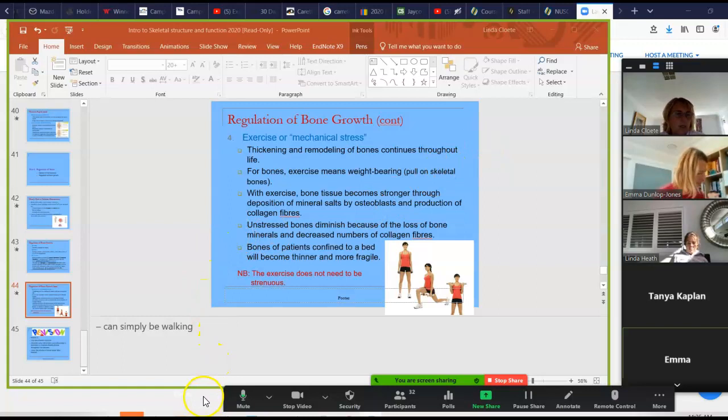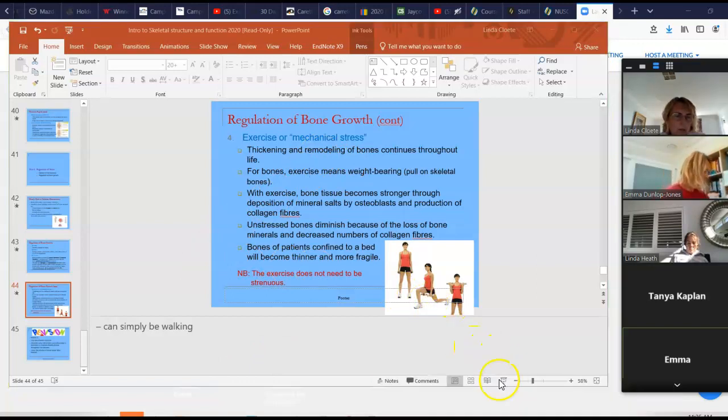All right, any other questions on bone? And then we'll just cover a little bit on joints before we go to muscle. All good? Okay, so I might stop sharing that one quickly.